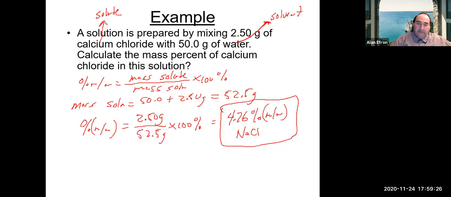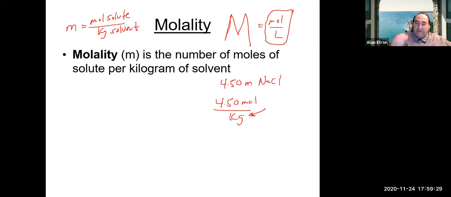But because molality is actually on the bottom there, just the kilograms of solvent, that's the only thing that we need on the bottom. Thank you.